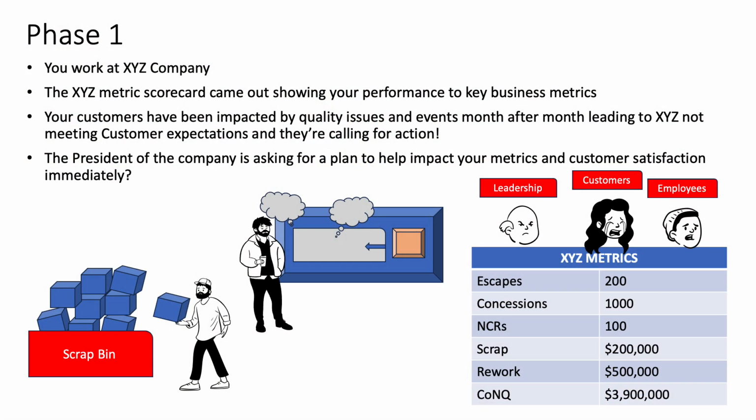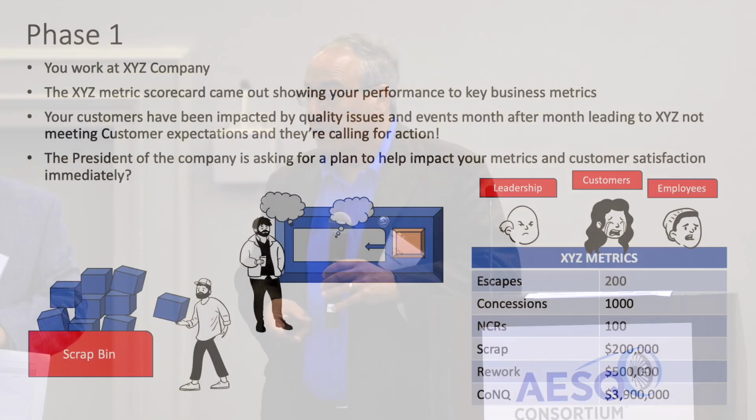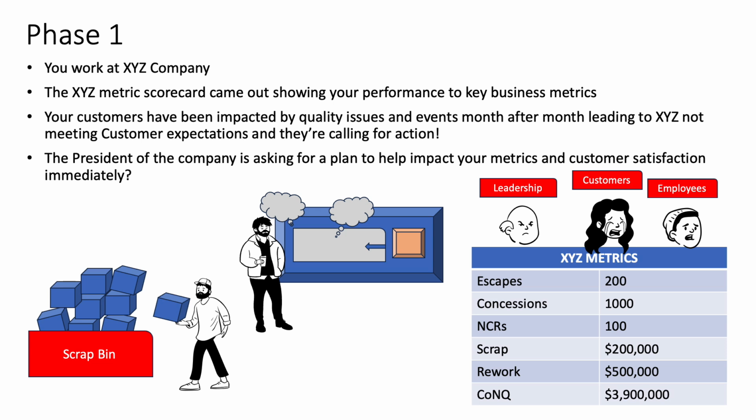So phase 1, we'll start with this. We'll give you, I think, 25 minutes for this. You work at XYZ company, and your customers have been impacted by quality issues and events, month after month. You can see the metrics. 200 escapes. Again, this is, of course, all whimsical. 1,000 concessions, 100 non-conforming reports, $200,000 in scrap, and look at the rework cost, $500,000 there. Total cost of non-quality of $3.9 million.